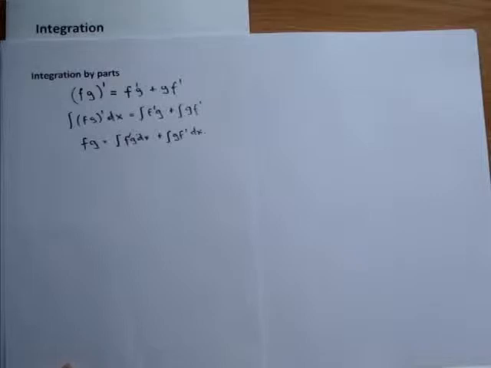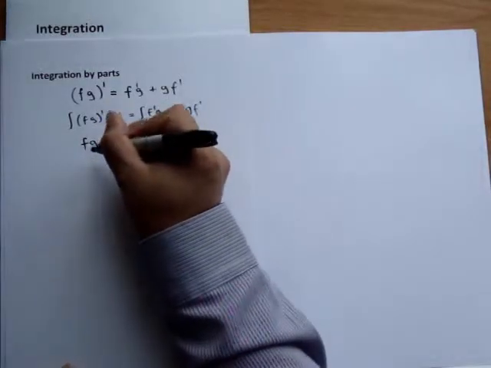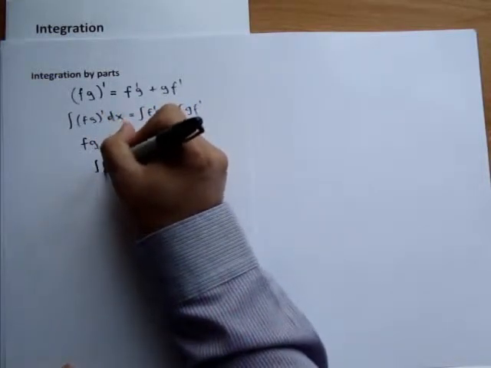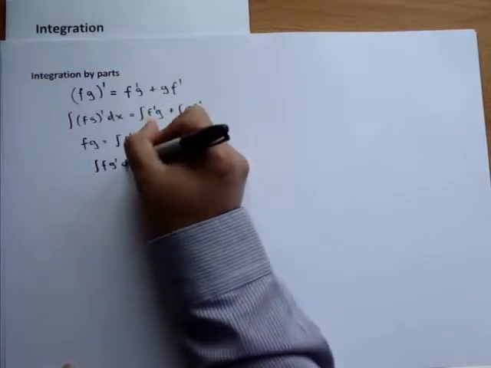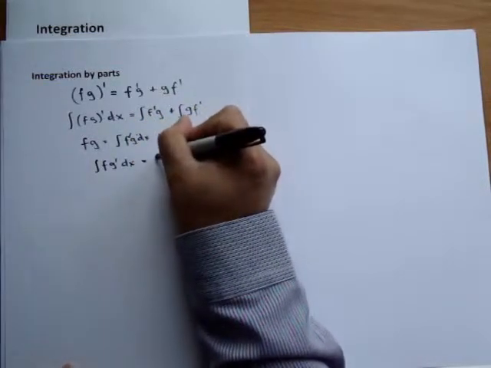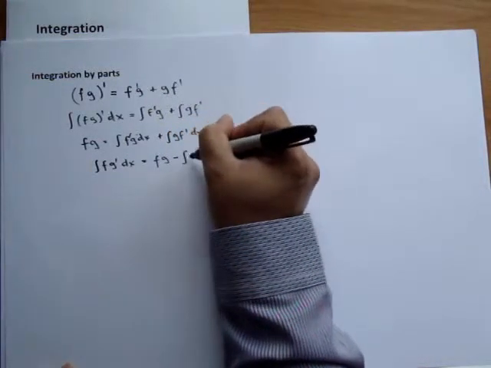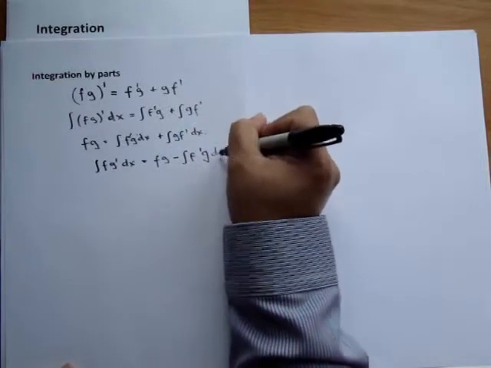And then the integration by parts formula becomes the integral of f g dash dx equals f g minus the integral of f dash g dx.